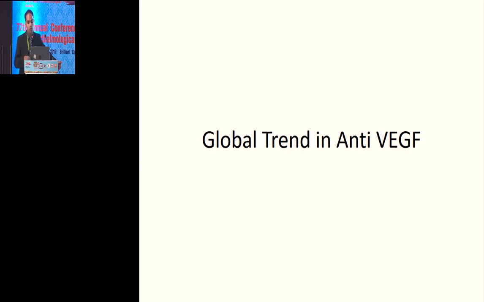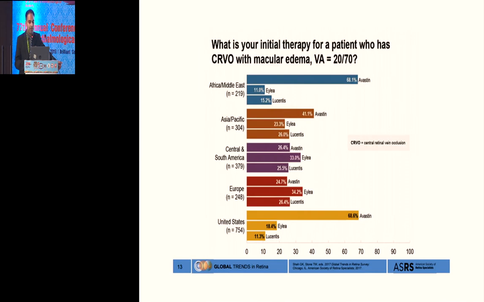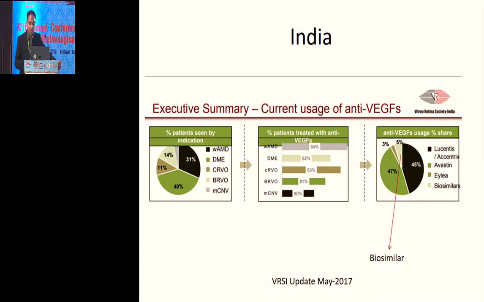Before we analyze what kind of changes you could expect in the global market after a few years, you need to see what trend we are following at this point in time. In the ASRS survey data in the US, wet AMD patients were treated predominantly with Avastin. CRVO, BRVO, all these patients were predominantly treated with Avastin, followed by Lucentis, and the Eylea share was much, much less. Look at the share of Avastin, 70%, and the other drugs, 8% and 10%.